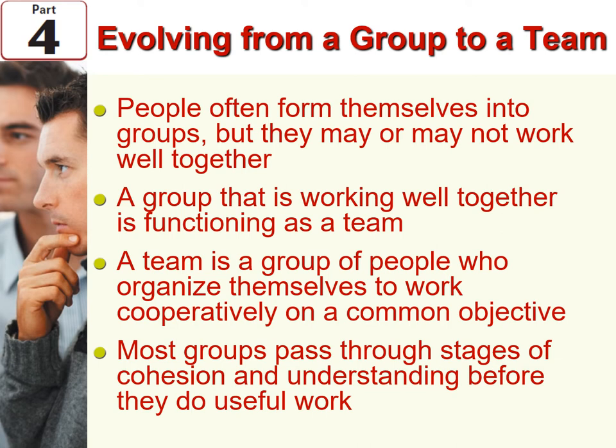So we can guarantee that group 1 contains 6 teams, team A, team B. For this team, we can guarantee that they work together and function as a team. They will have some cooperation, some coordination, some division of tasks, all right. A team is a group of people who organize themselves to work cooperatively on a common objective. So your class is a group.